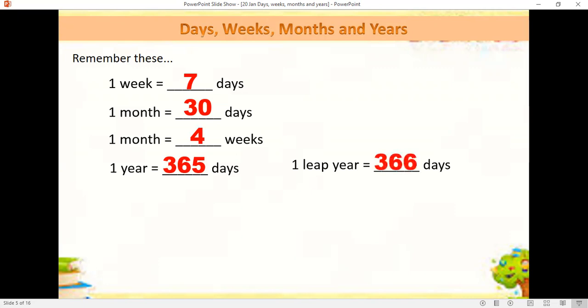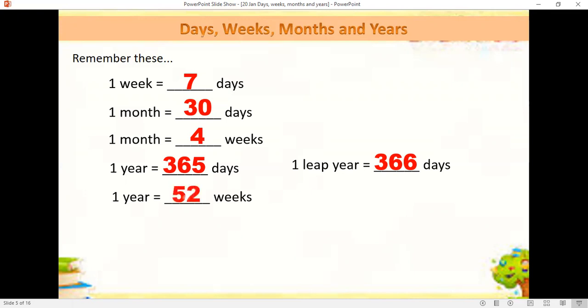366 days. Usually it will be a leap year every 4 years. So if you count after the leap year previously, then after 4 years, you will have 366 days. So remember, it's every 4 years. When it's a leap year, February will be 29 days. That's why from the normal 365 days, when it's a leap year we have 366 days, because February goes until February 29.